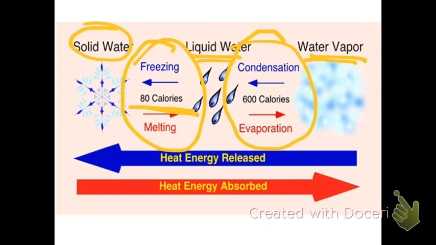So between the solid and the liquid, 80 calories per gram of heat energy is released or absorbed. Between liquid and gaseous states, condensation or evaporation, 600 calories of heat energy is released or absorbed. Evaporation and condensation take 7.5 times as much energy as melting or freezing. This concept of latent heat is foundational to our continuing discussion on weather theory, so I wanted to make sure that you have a good understanding of this concept.